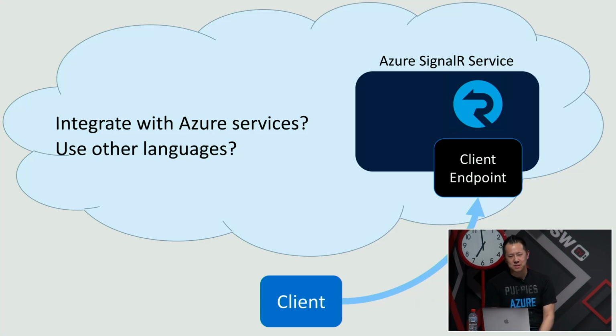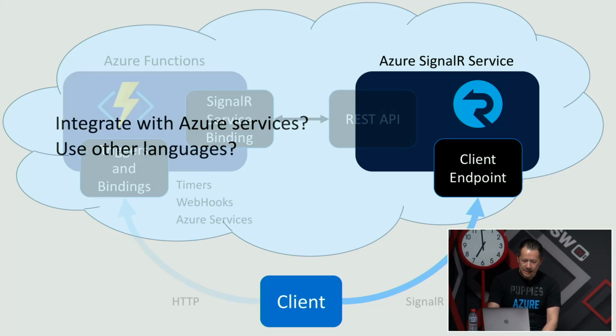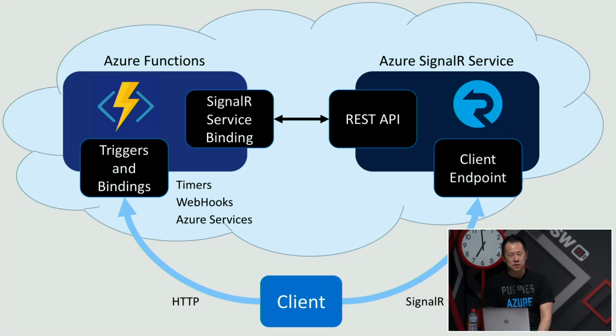Good. All right. So now I guess the next question is, what if I don't want to use ASP.NET? I know it's a .NET user group. Who wouldn't want to use ASP.NET, right? But believe it or not, there are some other people out there that want to use other languages. What if you want to use other languages? What if you want to integrate with Azure services? Can we use SignalR service for that? And the answer is yes, and we can use Azure Functions for it.